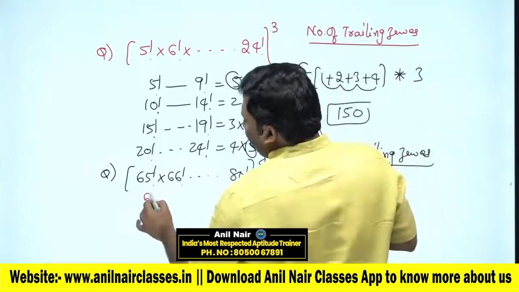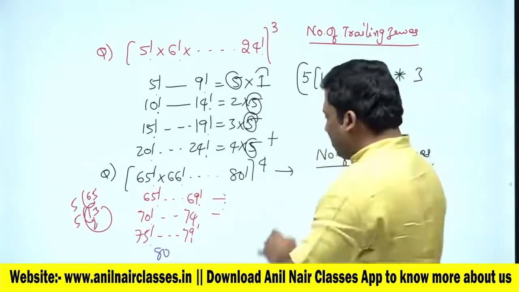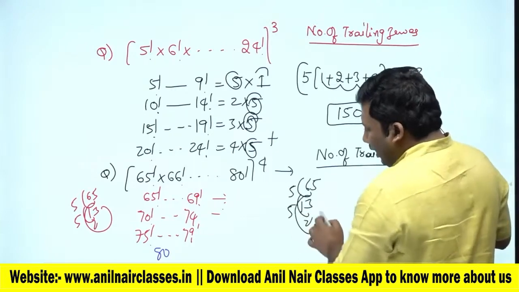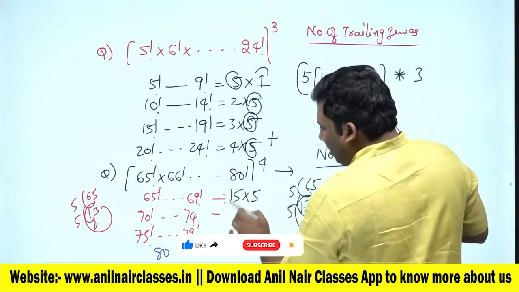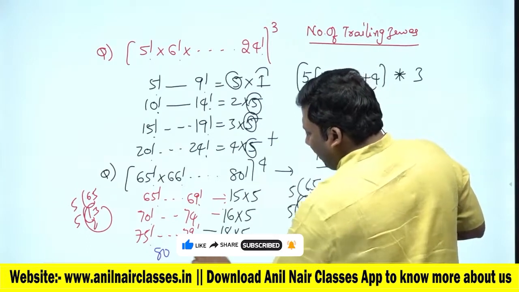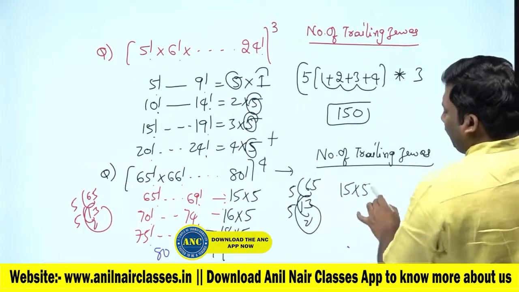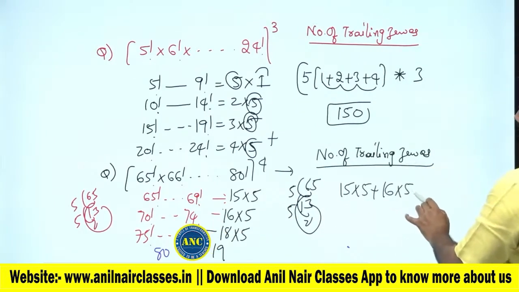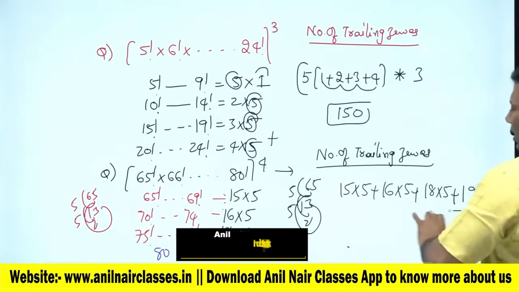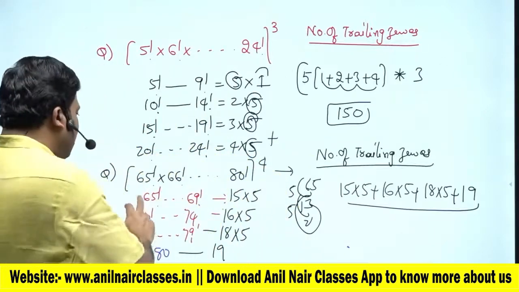First we will do 65 to 69. So 65, how many zeros are there? 65 will be 5 13s are, 5 2s are. It is 15 into 5. This will be 16 into 5. This will be 18 into 5. This will be 19. So the answer will be 15 into 5 plus 16 into 5 plus 18 into 5 plus 19. I hope the idea is clear. Avoid doing any silly mistakes.